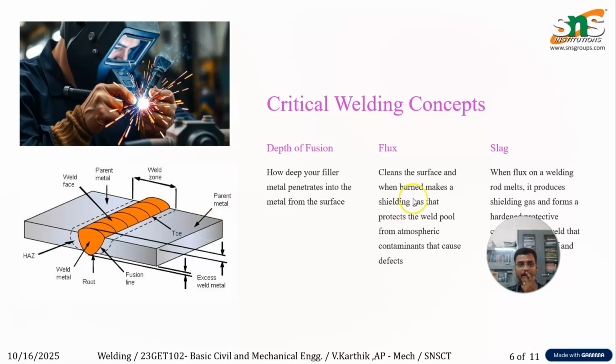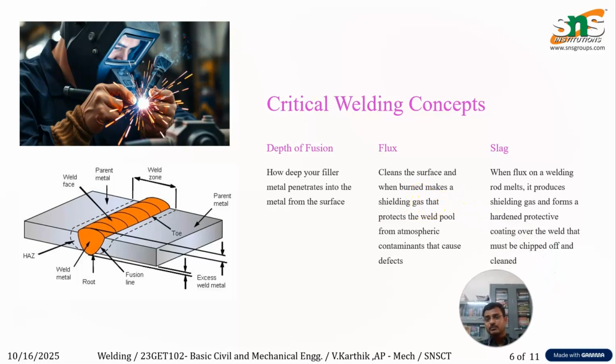Then the depth of fusion is how deep your filler metal penetrates into the metal from the surface. Flux cleans the surface and then burns into shielding gas. When the slag on the welding rod melts, it produces shielding gas and forms a hard, protective coating over the weld.